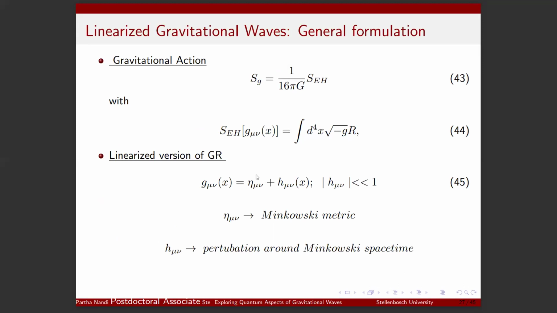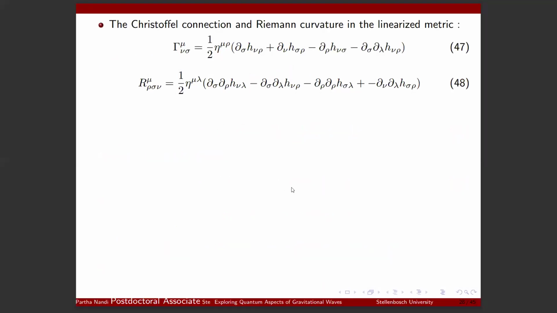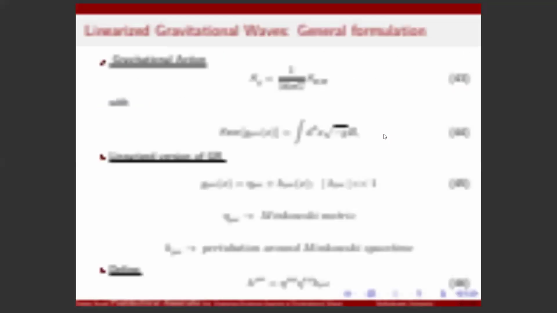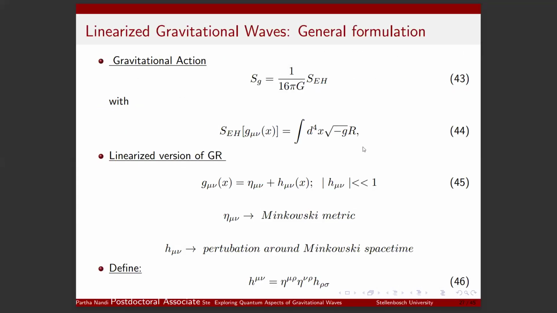tensor can be approximated by the flat Minkowski metric plus a small perturbation. A very, very small perturbation, which is just a weak effect of the gravity over and above the flat space. If you view it in this way, then all geometrical components, the Christoffel connection and the Riemann tensor, can be rewritten in the following structure. And using this approximation, one can also approximate the Einstein-Hilbert action up to the quadratic level, because we want to observe the equation of motion at the linear level.